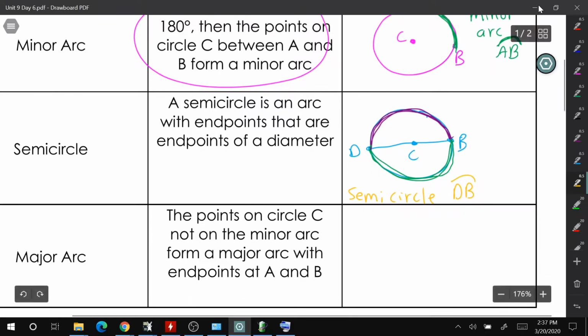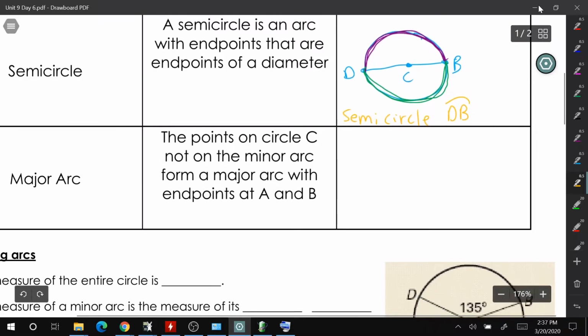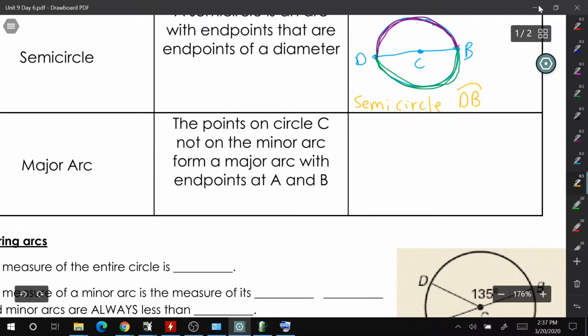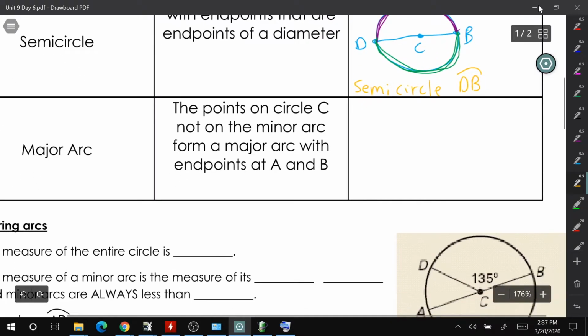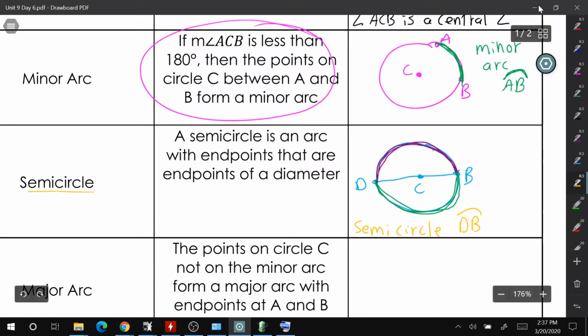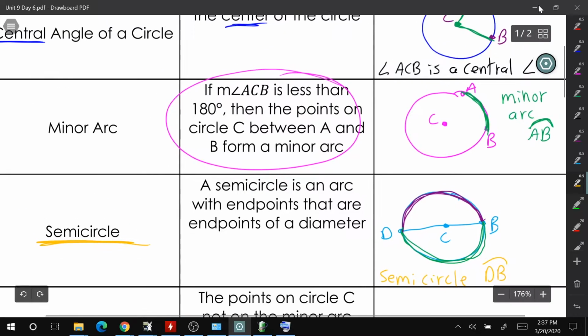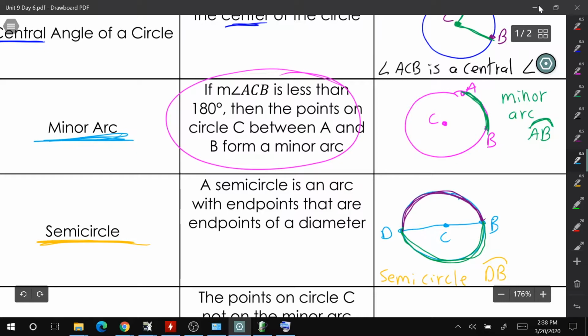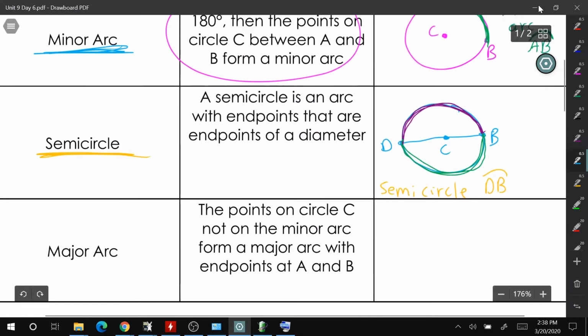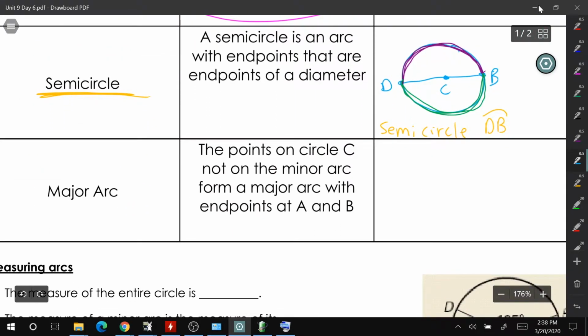Now a major arc is going to be bigger than half the circle, or 180 degrees. A semicircle is half of a full circle, so 180 degrees. A minor arc is less than a semicircle, so less than 180, and then a major arc is more than a semicircle, so that's got to be more than 180 degrees.